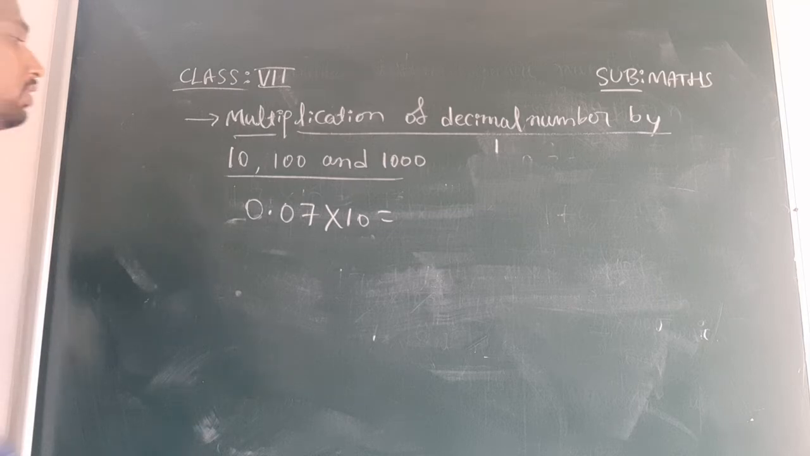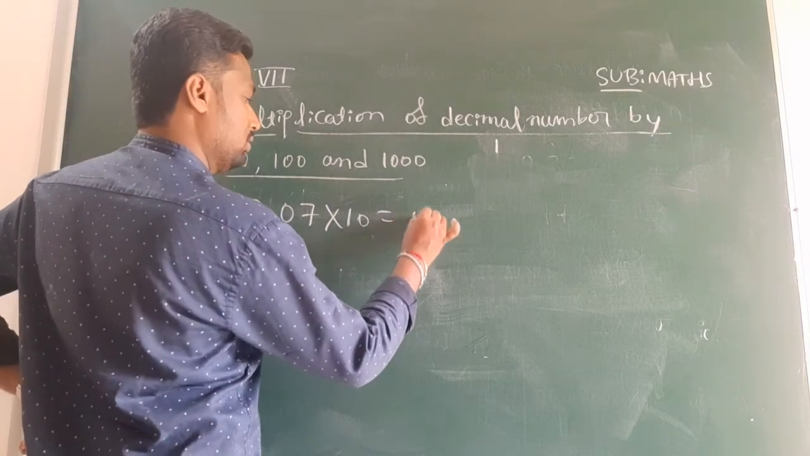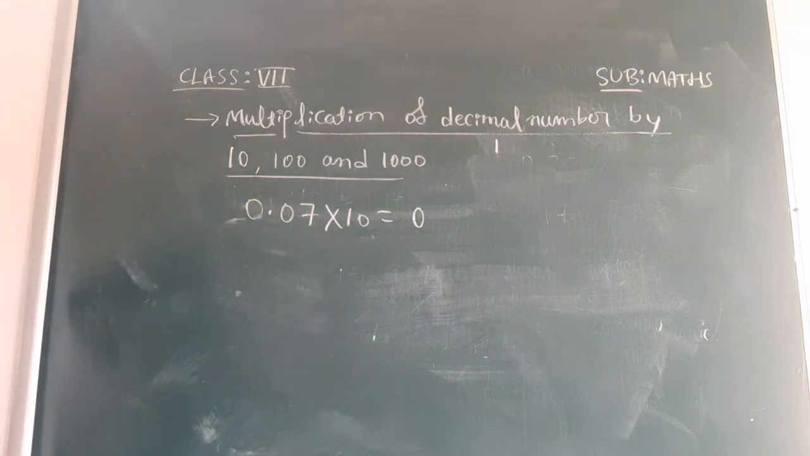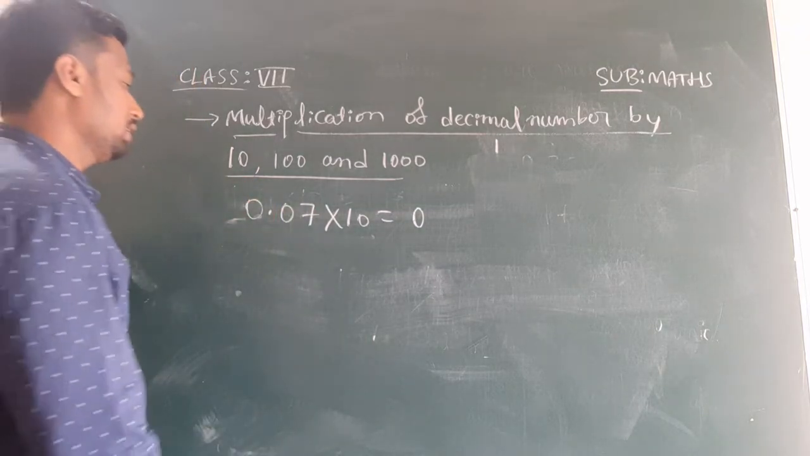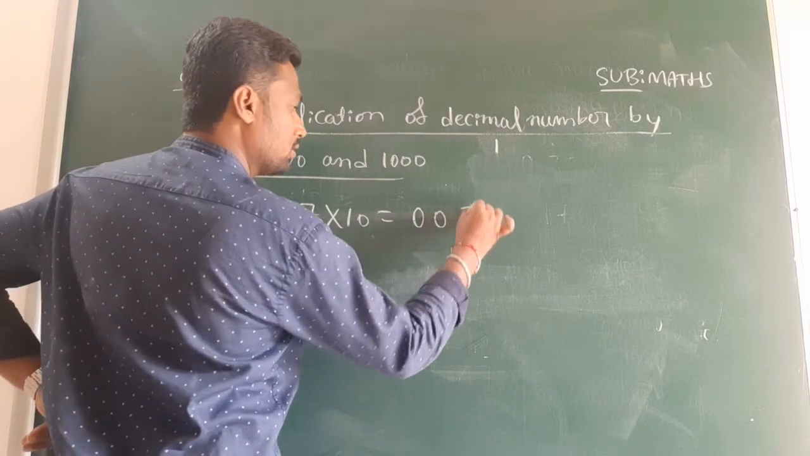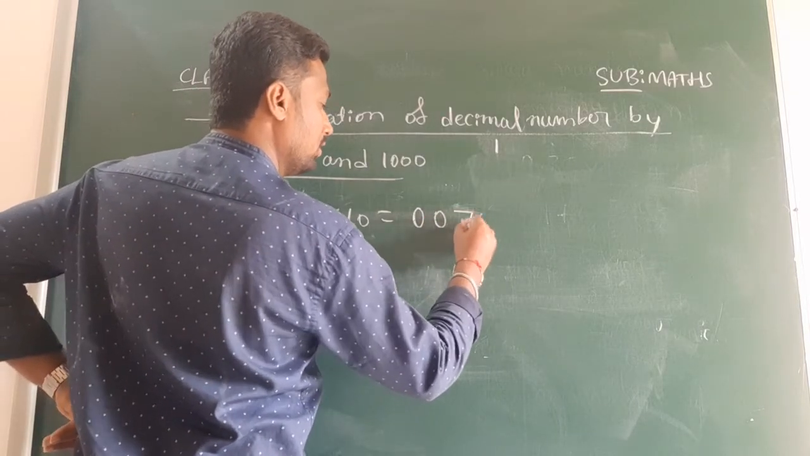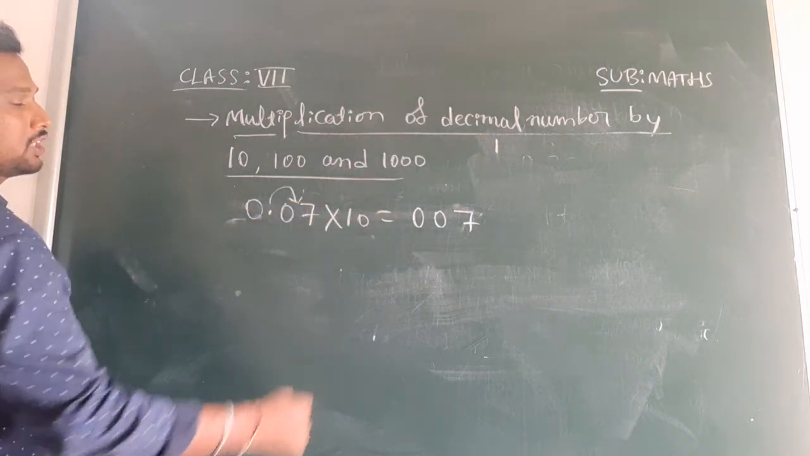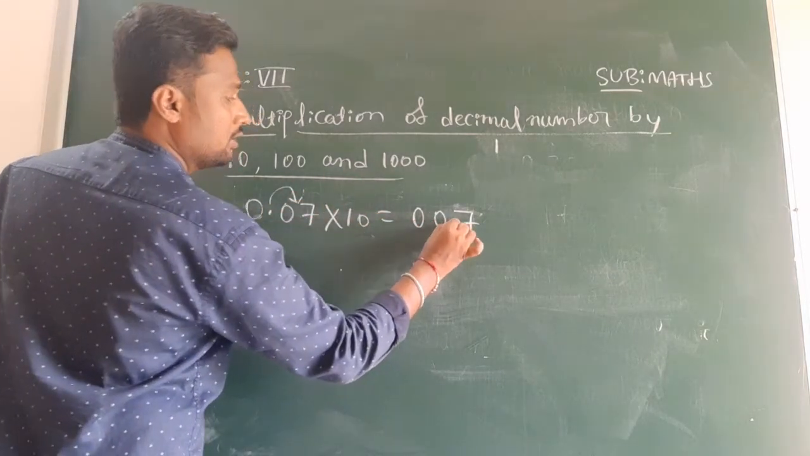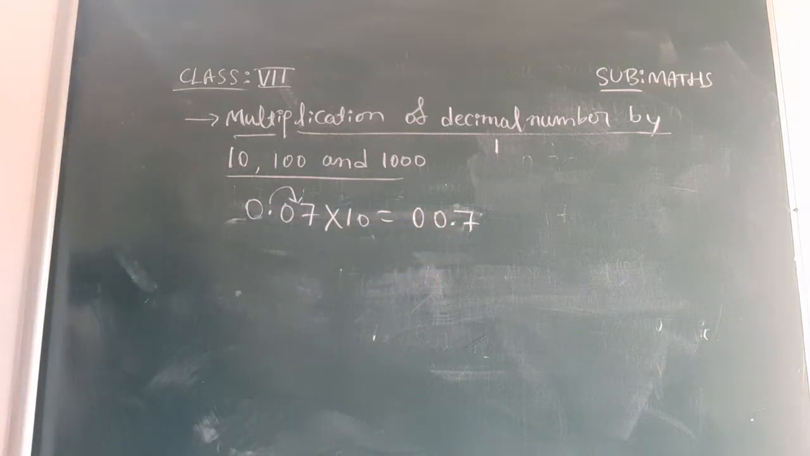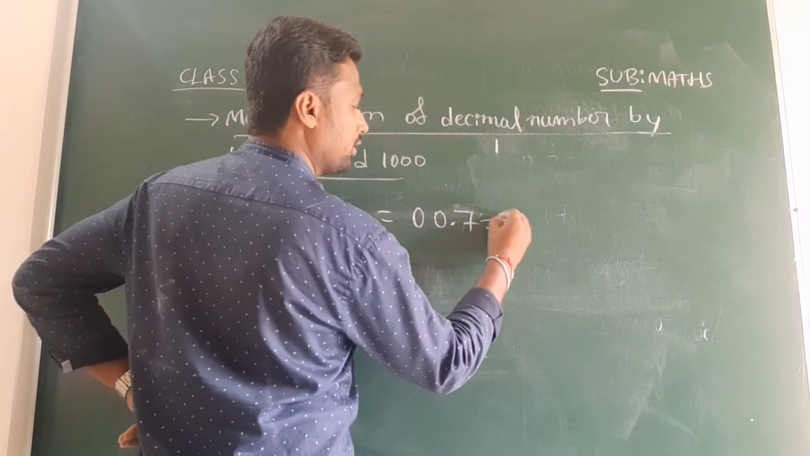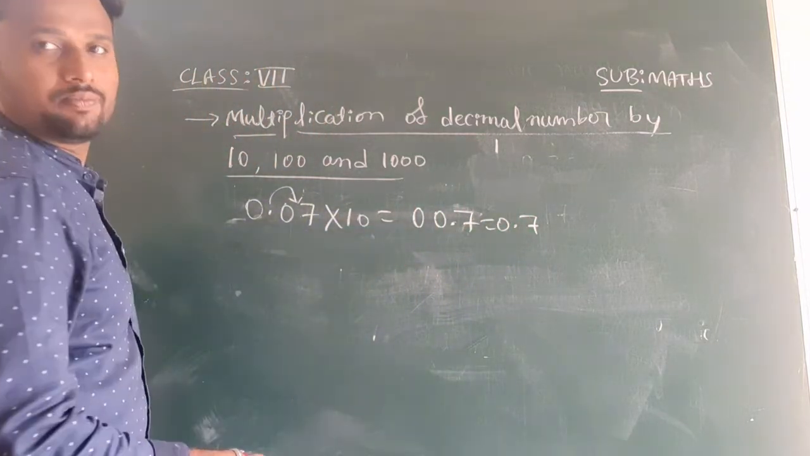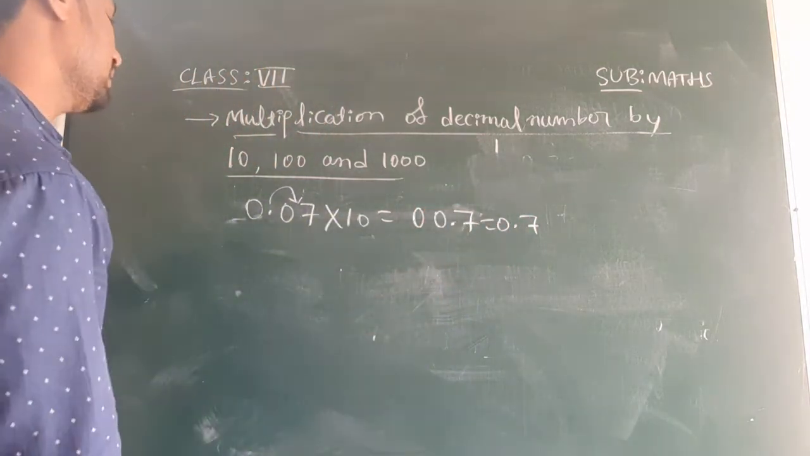Okay. So now, if I move only one step towards the right side, what is the answer we will get? Here 007, I will write as it is. Now I will move this decimal point only one step towards the right side, which means 0.7. Just write it as 0.7. No need to consider this 0 again. Okay? So 0.7 is the answer.